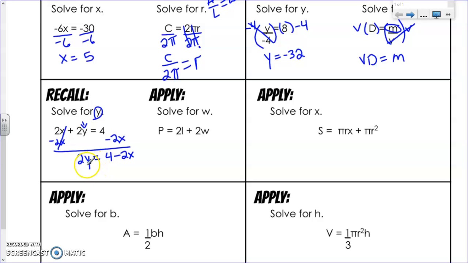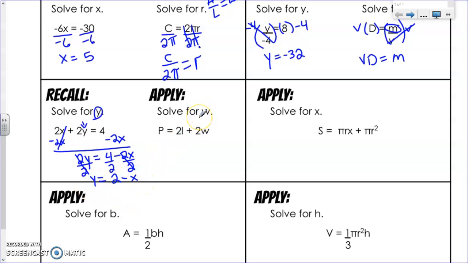So I need to divide by, and I'm going to divide each part by 2. 2, 2, and 2. Every piece gets divided by 2. Yes? So that's going to leave me y equals, what's 4 divided by 2? 2. And then those 2 cancel, so 2 minus x. Okay, is everybody good there?